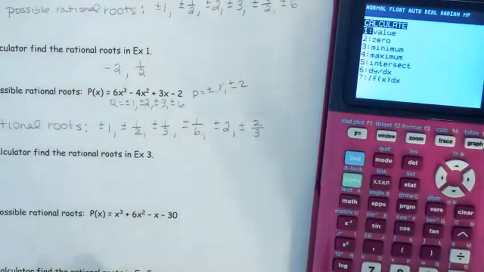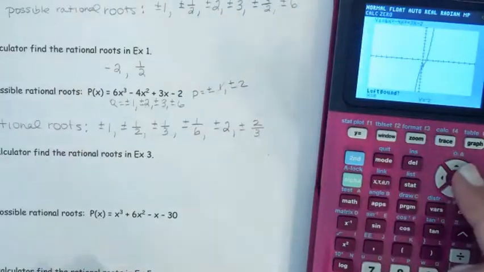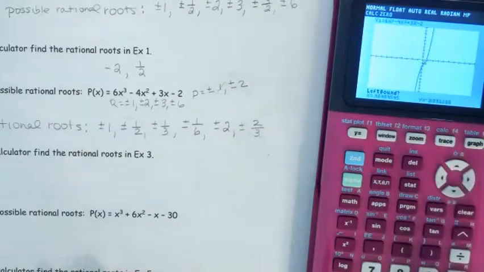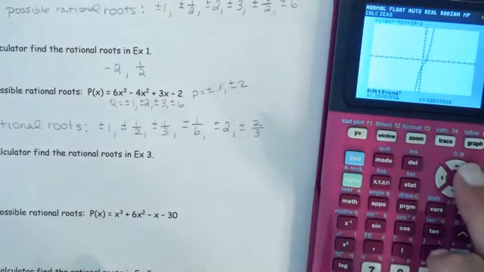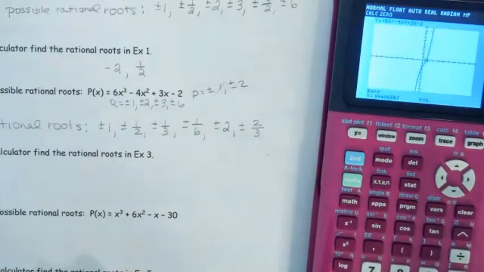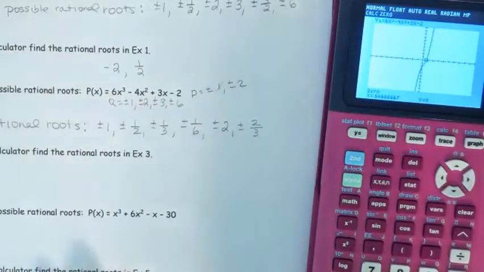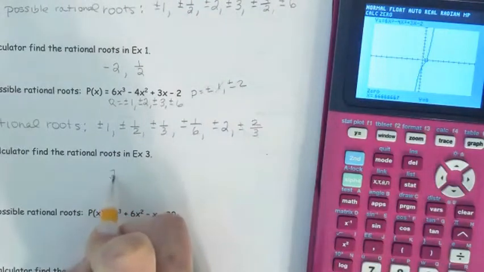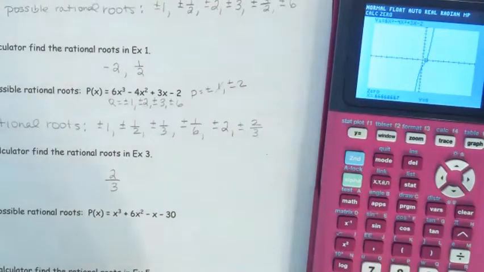Second trace, 0, enter, enter, enter. 0.666, which is 2/3 as a fraction, so my rational root is 2/3.